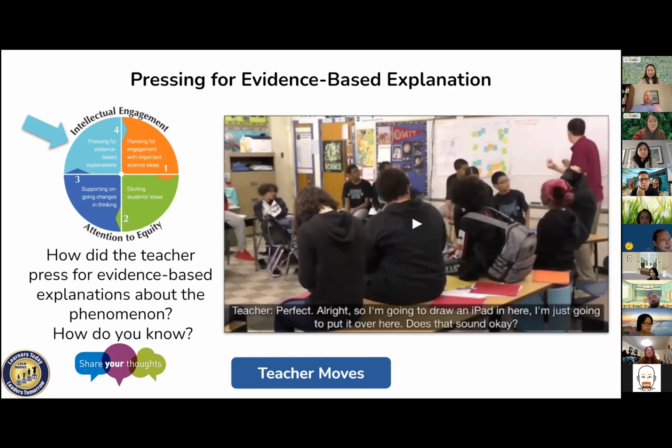All right, what evidence did you see? So there's a lot of asking questions. The teacher is modeling for the whole group on the board. The students read a book that they seem to have as a reference source.